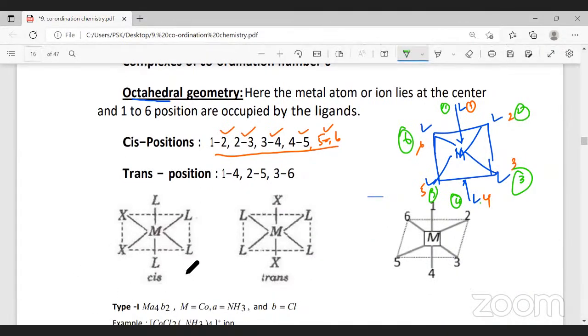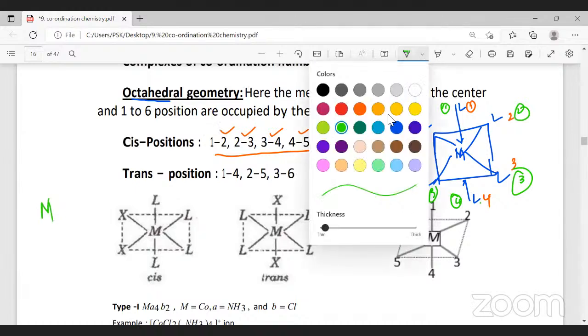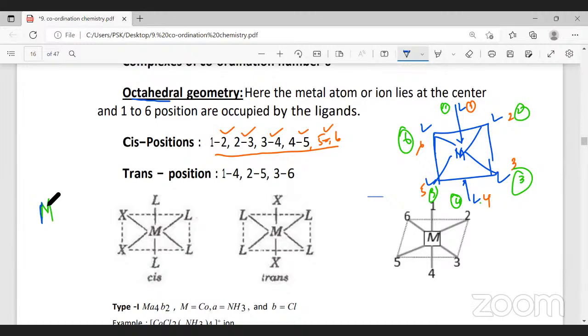Now just see the example here. X is a type of ligand. So this is an octahedral complex. You have a metal, and you have L4X2 type. This is of the type ML4X2, or they write it as MA4B2 type. That means A is a ligand, B is a ligand. A we have 4, B we have 2. Those are called MA4B2 type.